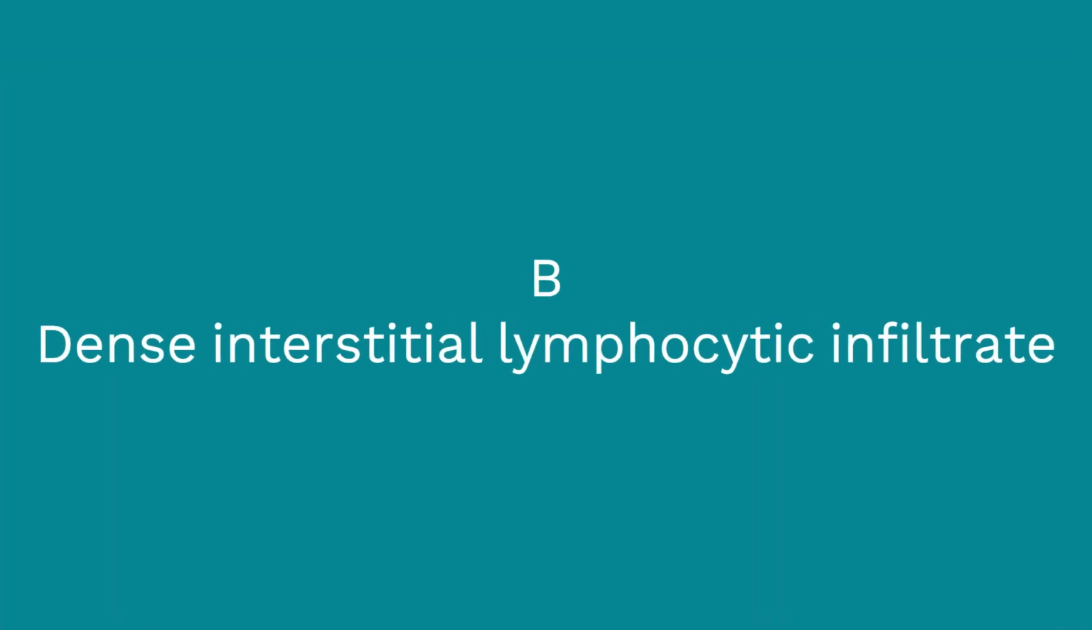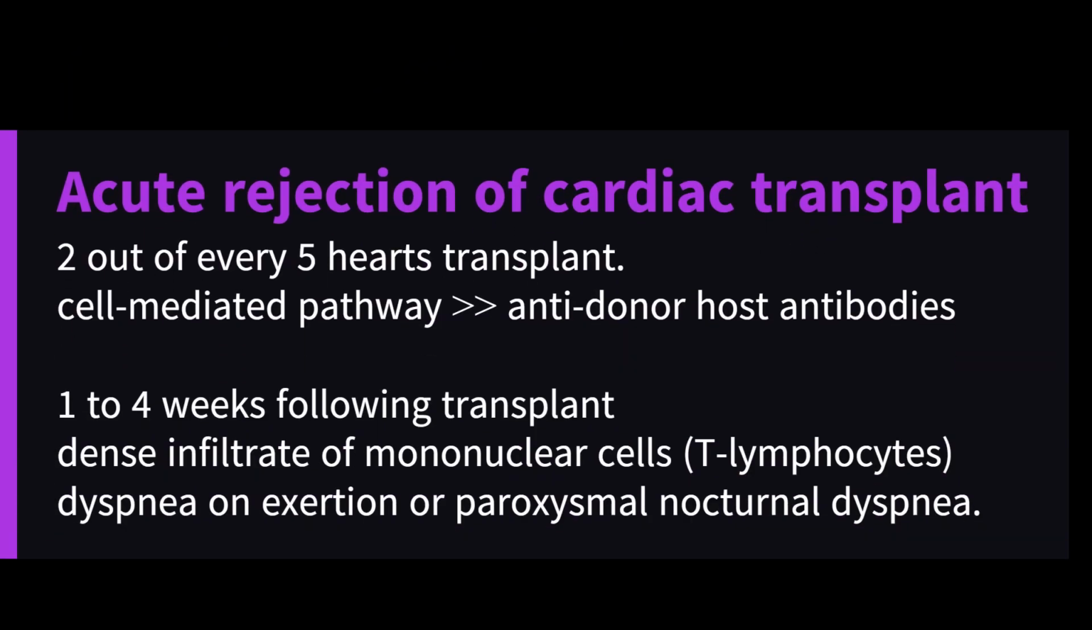Congratulations if your answer is B, which is dense interstitial lymphocytic infiltrate. This question is designed with the focus to assess your ability to apply foundational science concepts. The patient described in the question stem is experiencing acute rejection of his cardiac transplant. Acute rejection occurs in approximately 2 of every 5 hearts transplanted and in the large majority of cases occurs by the cell-mediated pathway.